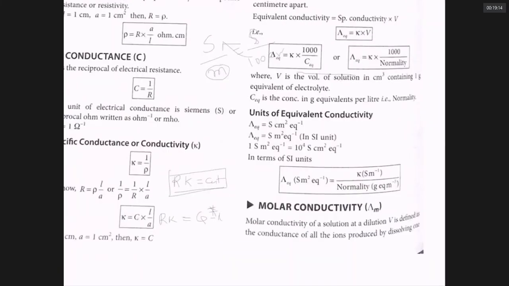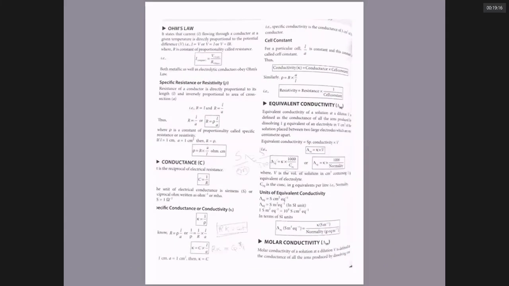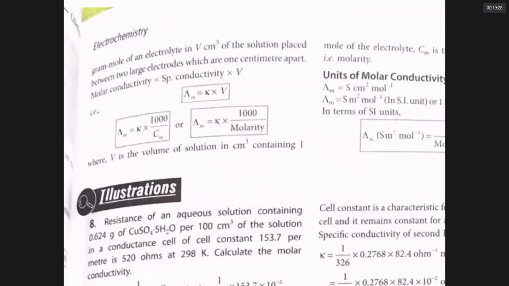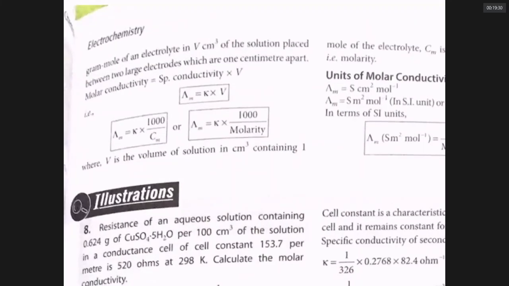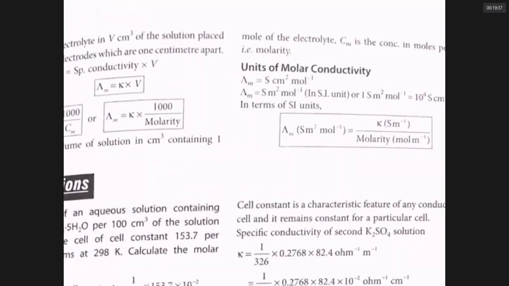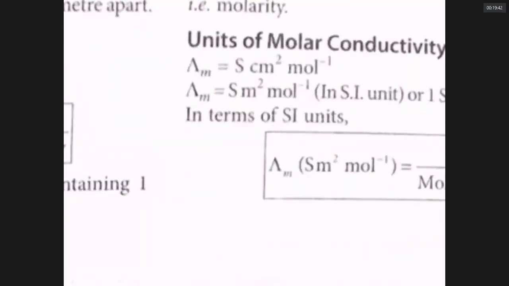Now, molar conductivity is conductance due to all ions which are present between two electrodes separated by unit length, which contain 1 mole of the solute dissolved in V centimeter cube of solution. V can be anything. So molar conductance is equal to K into 1000 by molarity. Notice molar conductance is equal to equivalent conductance if N is equal to 1. Its units are same as those of previous. Siemens centimeter square per mole or Siemens meter square per mole.